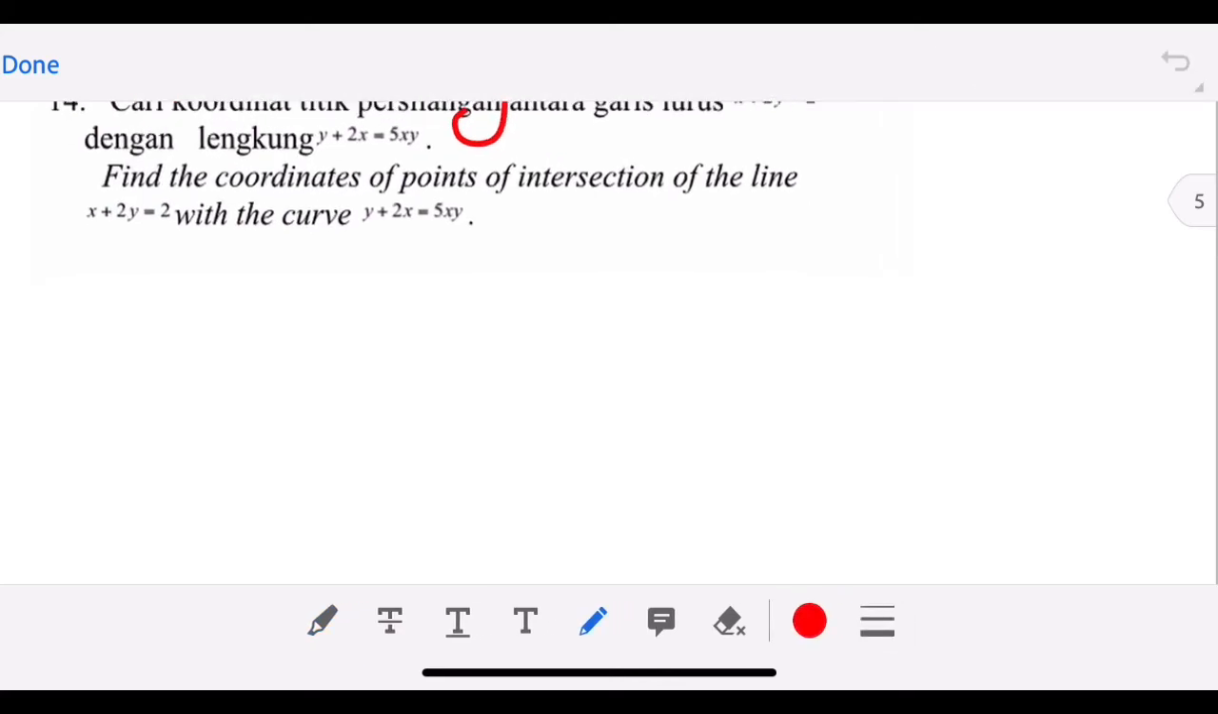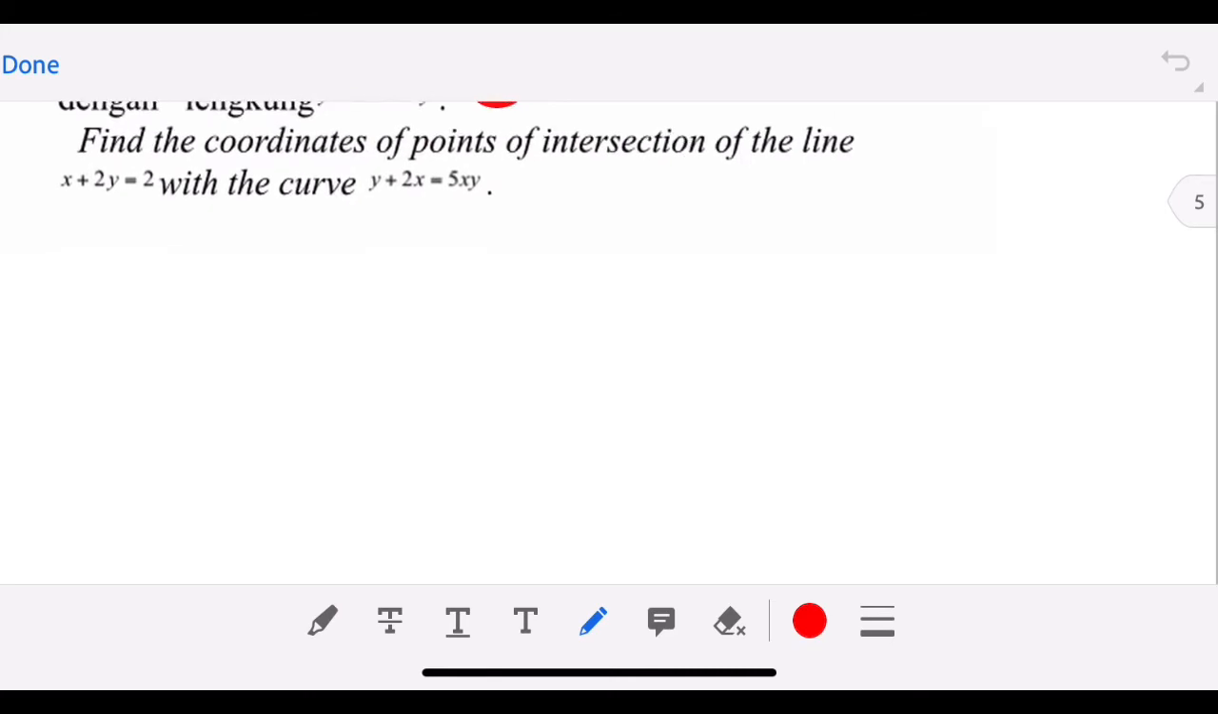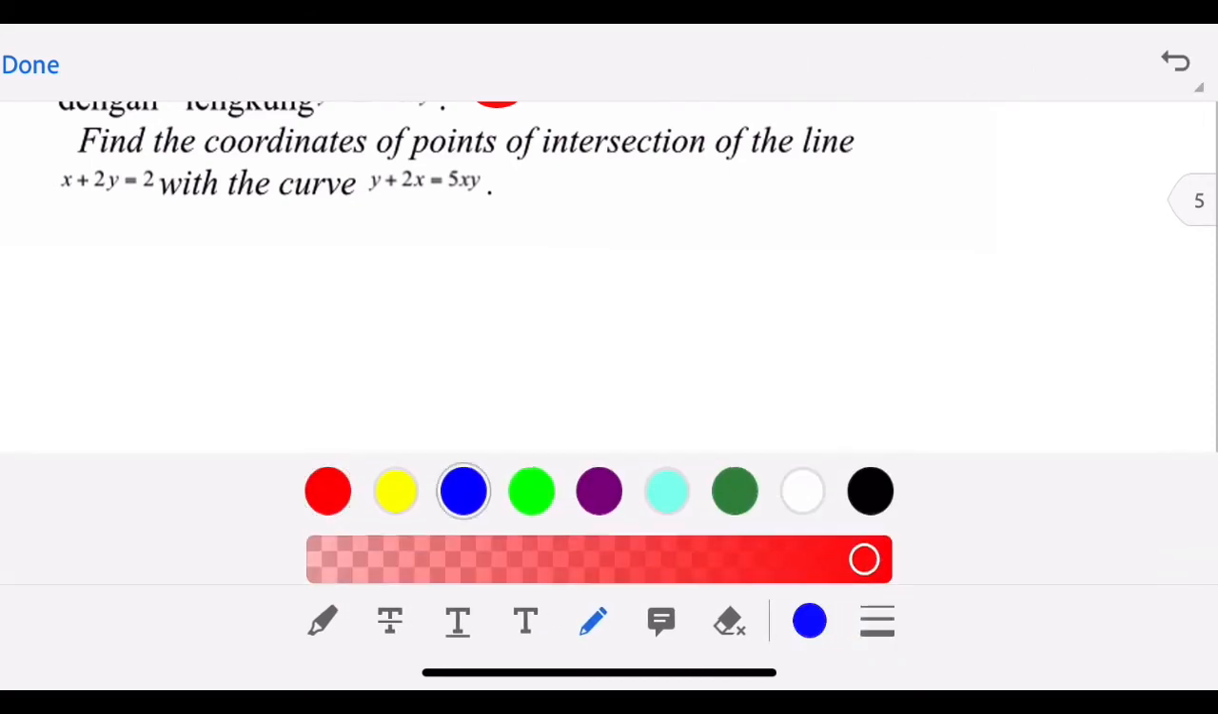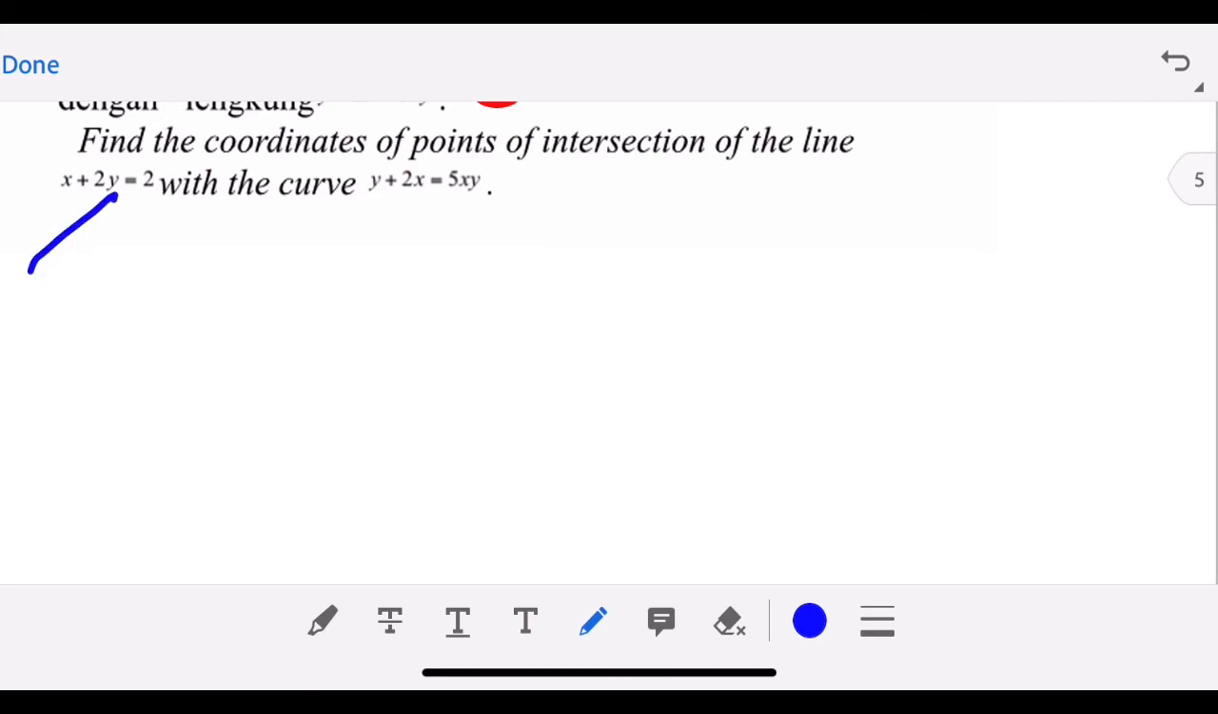So this one is applying the concept: find the coordinates of the point of intersection of the line. When you see a question like this, you must understand that when you solve the simultaneous equation, it actually means you are going to find the point of intersection between the two lines. Let me explain the concept. This is a straight line, and this one is like a curve. We are not sure of the curve, we just draw a curly line, something like that.